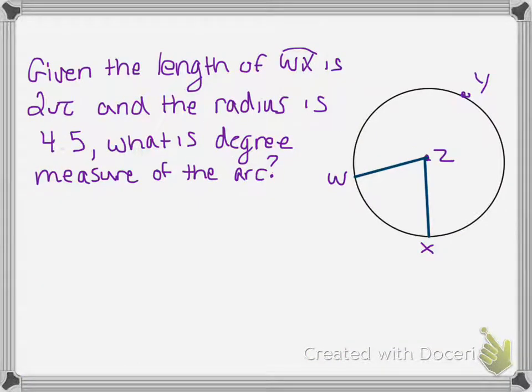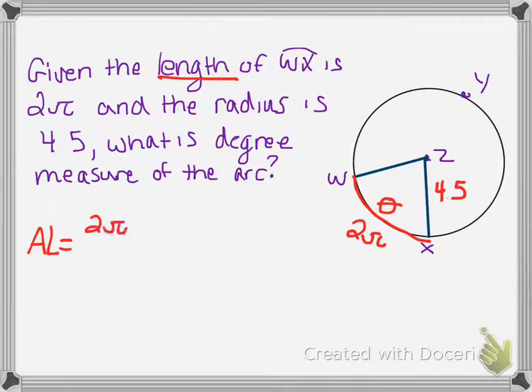So let's look at another one. Given the length of WX is 2 pi, so I'm going to write that on here. This length is 2 pi, and the radius is 4.5. Let's put that on there. What is the degree measure of the arc? That means we're going to look for the degree measure, which is going to be our theta. Since we're given length, we're dealing with circumference, so look for the formula for the arc length of a circle. That is arc length equals 2 pi r theta divided by 360.